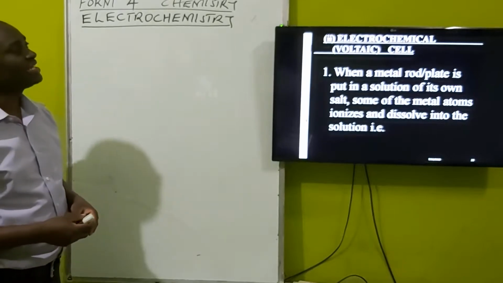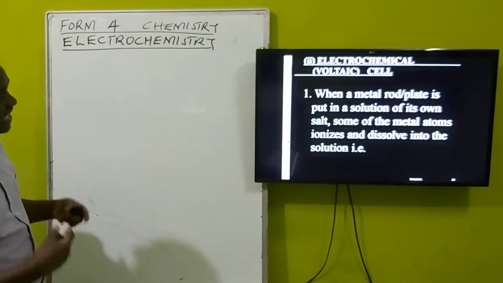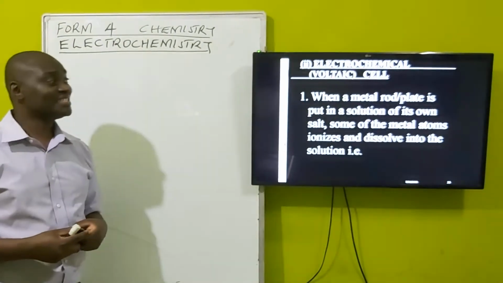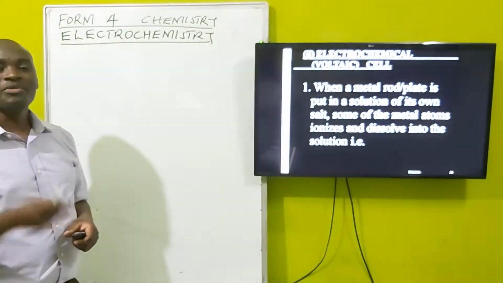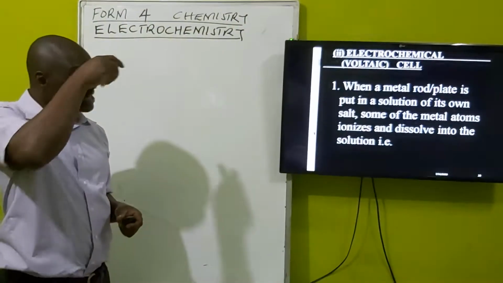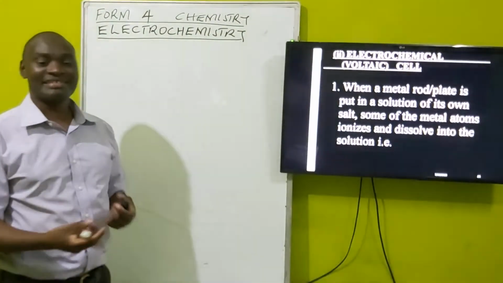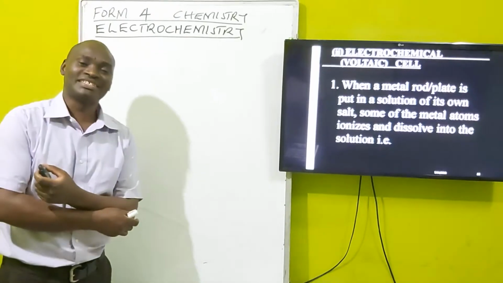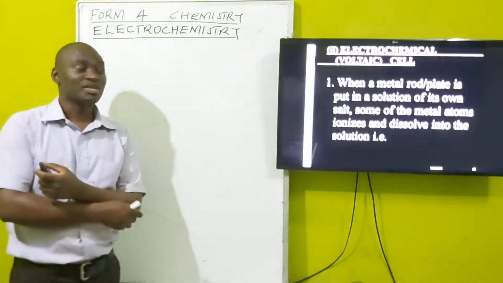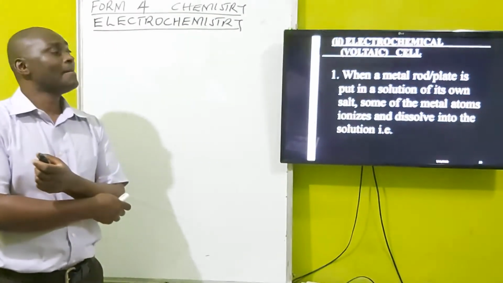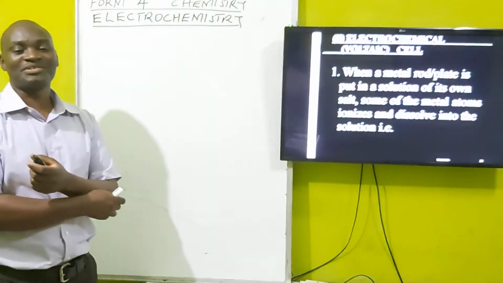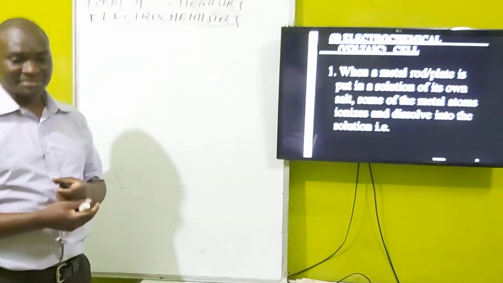So we are going to start by looking at an electrochemical cell, but we are not going to define it directly as such. I will take you through step by step so that you understand what a half-cell is. From a half-cell, we'll be able to know what a voltaic cell means, or what an electrochemical cell means.